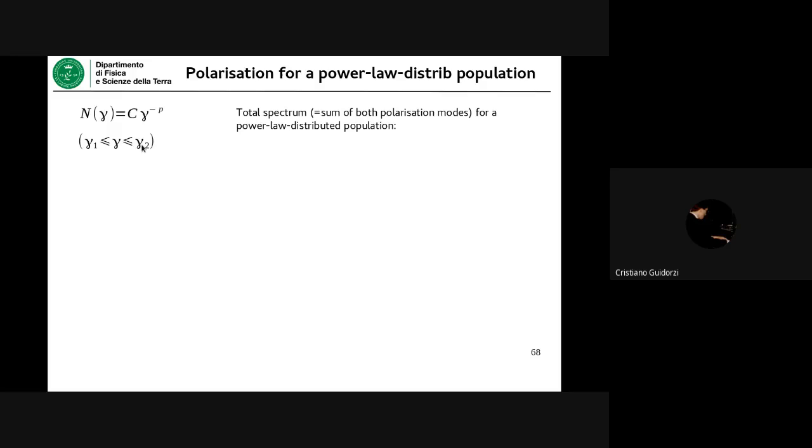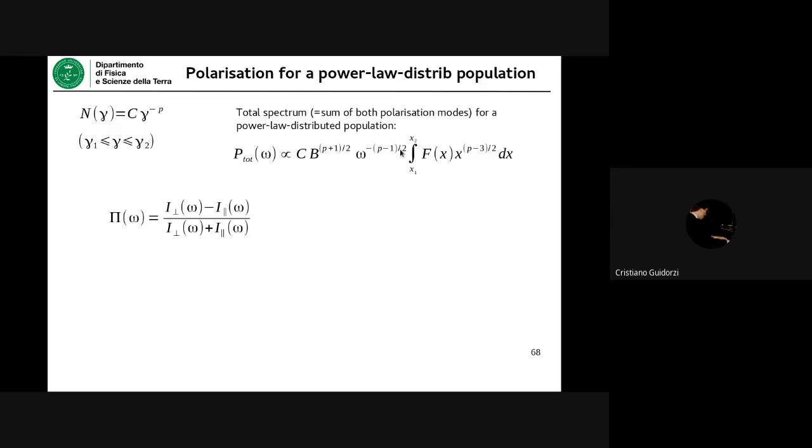So now we wonder, instead of just considering, as I did so far, one single electron with one single gamma, or a population of electrons with different pitch angles but all having the same gamma, if we allow gamma to have a range of values, assuming this distribution, what is the resulting polarization property of such a population? Well, if you remember, we already calculated the total power spectrum, which we found out is also a power law whose index is (P minus 1) over 2.